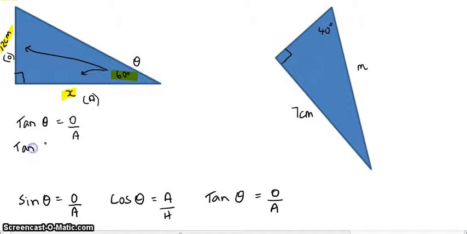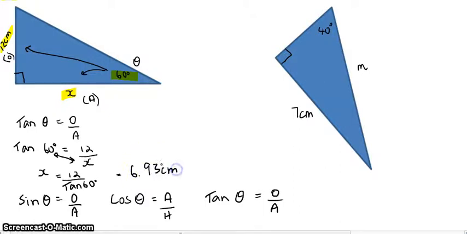And we know that tan is 60 degrees. The opposite is 12 centimeters over x. And we know a little rule is we can flip these around. X is 12 divided by tan 60 degrees, which equals 6.93 centimeters, to the nearest 2 decimal places.